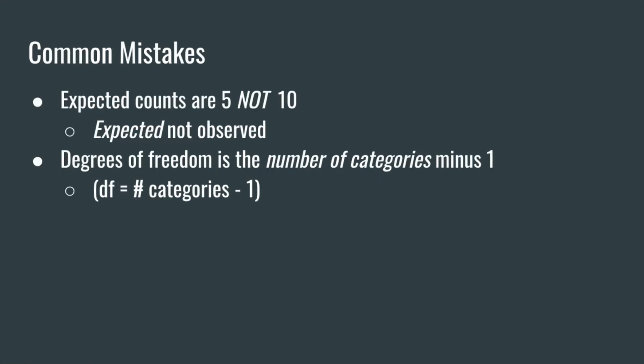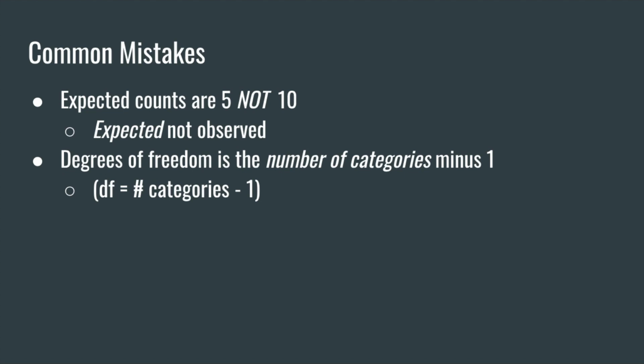Now that we've completed our example, let's go back and look at some common mistakes. One big thing is that the expected counts here, it's 5, not 10. In everything else, when we're doing the large counts condition, you have to have 10. But for chi-squared, you only need to have 5. And also, it's the expected counts, not the observed counts, so be sure not to confuse those two.